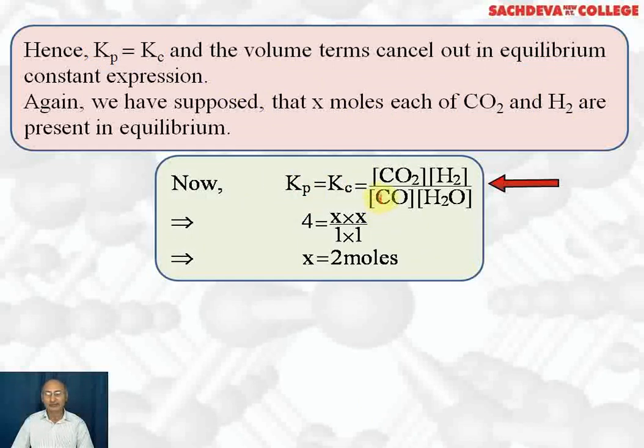So here Kp is equal to Kc, which is equal to molar concentration of carbon dioxide into molar concentration of hydrogen divided by molar concentration of carbon monoxide into molar concentration of water. Molar concentration of carbon dioxide and hydrogen we have assumed to be X each. So it will be X into X divided by the molar concentrations of carbon monoxide and water, which are 1 each, so 1 into 1. So X square comes out to be 4, X will come out to be 2 moles. So the answer is at equilibrium 2 moles of CO2 and 2 moles of hydrogen are present.